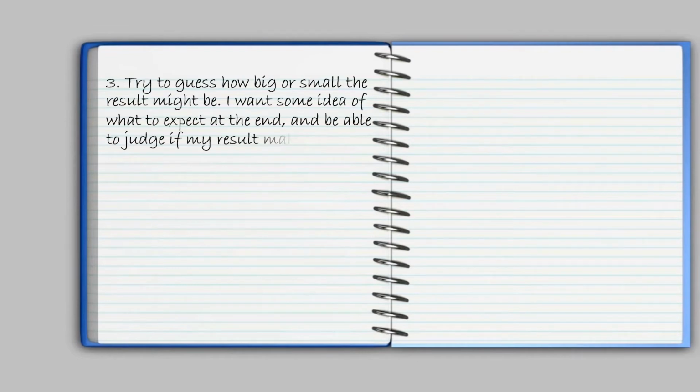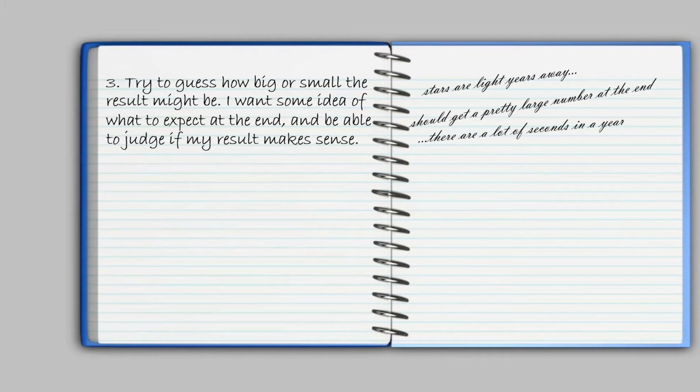If I can, I try to guess just how big or small the quantity of the result will be. I do this so I have some idea of what to expect at the end, and some way to judge if my result makes sense. I know that our nearest neighbors are light years from us, so I'm thinking I should get a pretty large number at the end of this computation. There are a lot of seconds in a year.